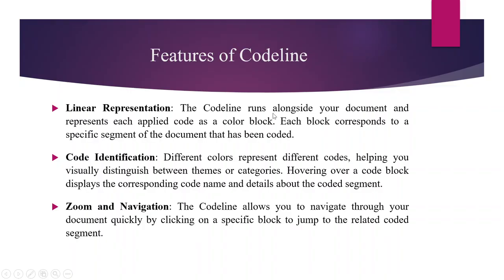Features of Codeline: linear representation. The code line runs alongside your document and represents each applied code as a color block. Each block corresponds to a specific segment of the document that has been coded. Code identification. Different colors represent different codes, helping you visually distinguish between themes or categories. Hovering over a code block displays the corresponding code name and details about the coded segment. Zoom and navigation. The Codeline allows you to navigate through your document quickly by clicking on the specific block to jump to the related coded segment.